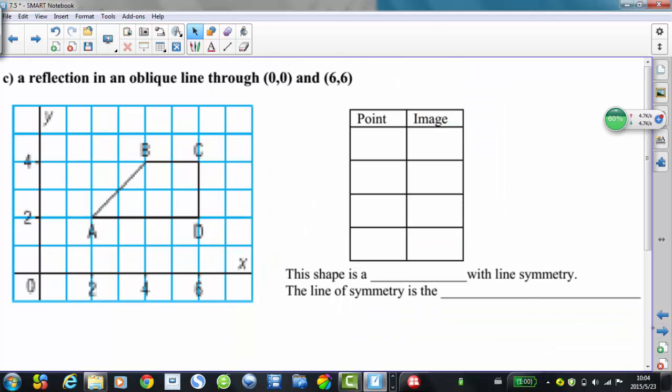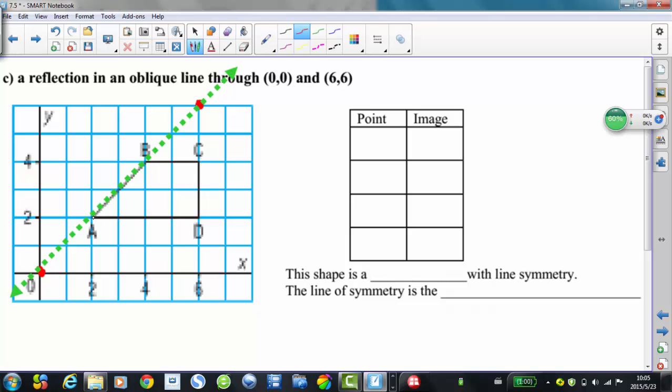Let's look at part C, a reflection in an oblique line through 0, 0 and 6, 6. Let's draw the oblique line, which is the line of reflection, first. This line passes through 0, 0 and 6, 6. Let's find these 2 points based on the coordinates and plot them on the coordinate system. Then I can join these 2 points up. So this green line is the oblique line of symmetry.